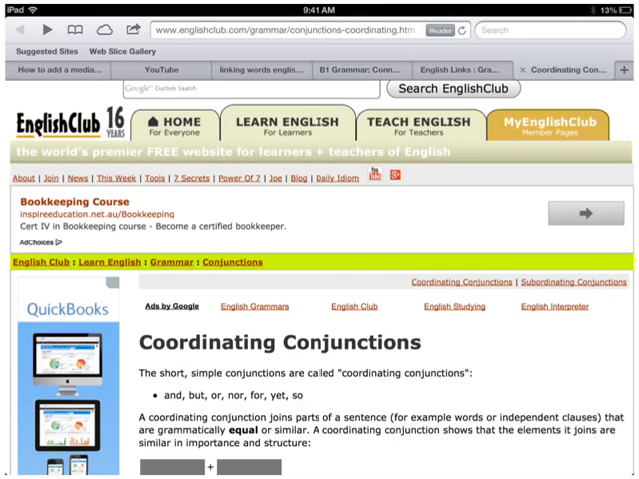To finish off, why don't you go online and search for pages that might help you understand this grammar point better. EnglishClub.com has a good page on coordinating conjunctions, which is Group 1, and there's also a page on subordinating conjunctions, which is Group 2. Why don't you go and check it out, and you'll see that the information is very similar to what I've given you already.